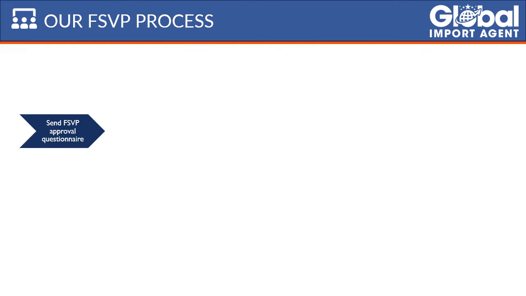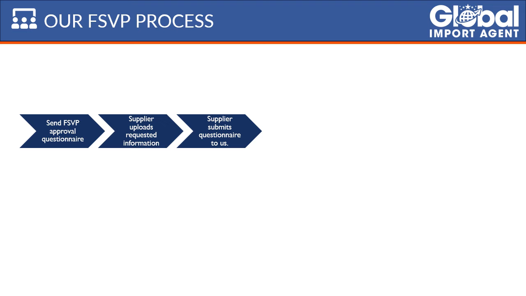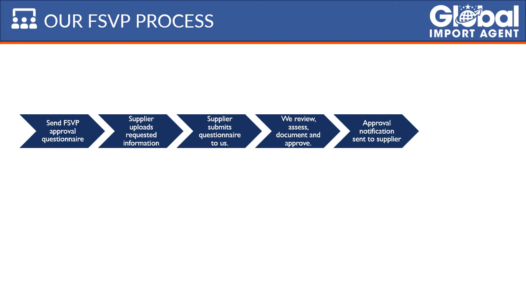Our FSVP process is conducted through our 3i Verify compliance portal. This makes the process efficient, easy to understand and transparent, in addition to providing an online and documented record of the process. We start by sending an FSVP approval questionnaire. Then the foreign supplier or foreign manufacturer will typically upload the requested information into the portal. We will then review, assess, document, and check if all is well, and will approve the product for import into the USA. When your product is approved, you may then legally import your products to the USA.